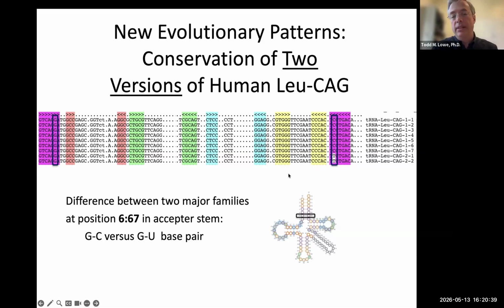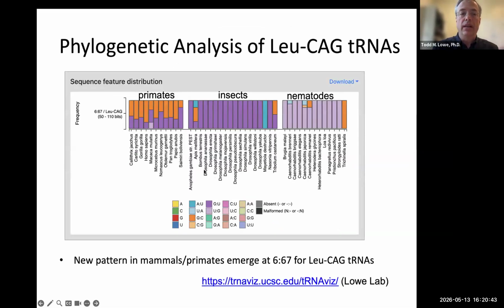You might think, oh, these are just mutations of some kind. But then if you look across evolution, which is another way that we look at these, this is actually a profile from our tool tRNAviz. Anyone can use this. You can put in the particular position in the tRNA and then the particular clades and subset of species you're interested in.